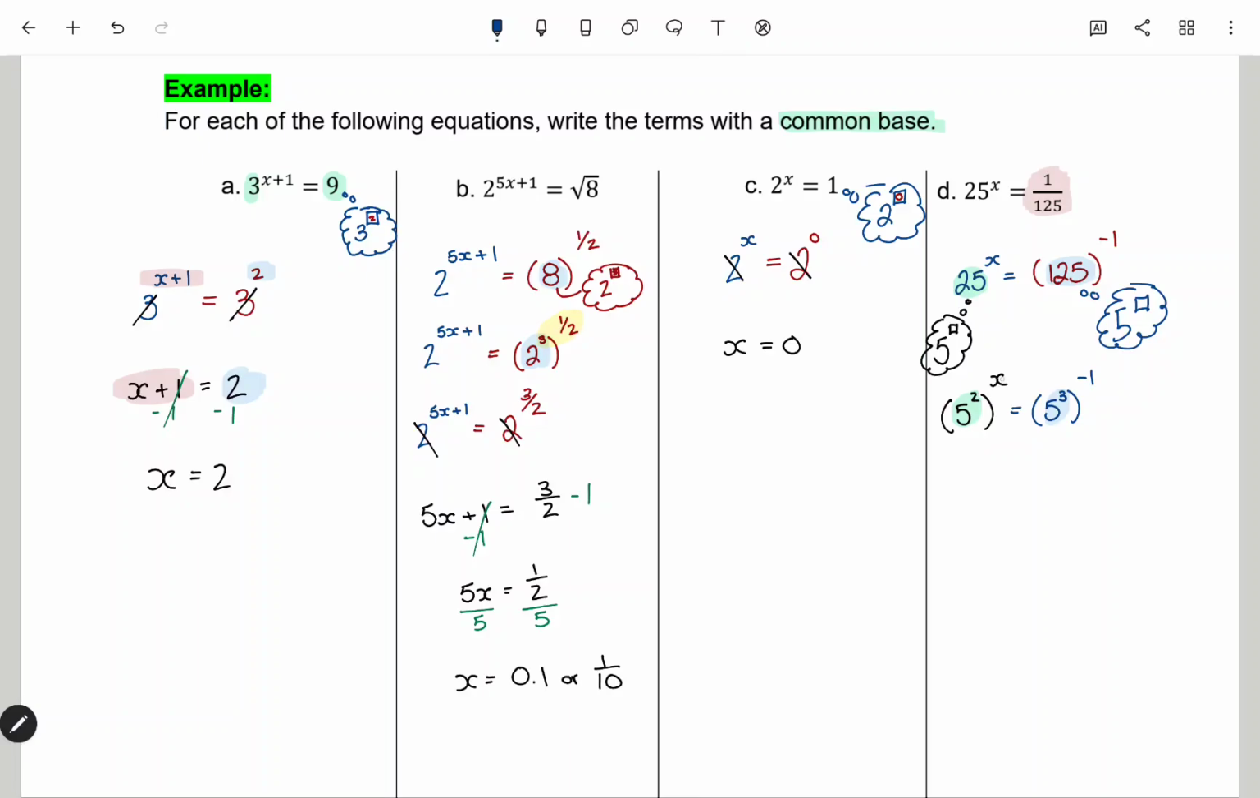Right, now I have a power to a power, which means I need to multiply these together. So we're going to get 5 to the power of 2x. Again, I have a power to a power, which means I need to multiply these two things together. So I get 5 to the power of negative 3.